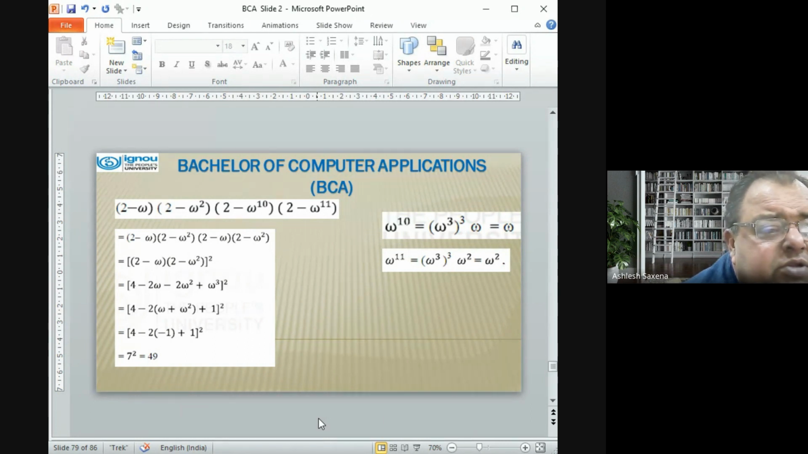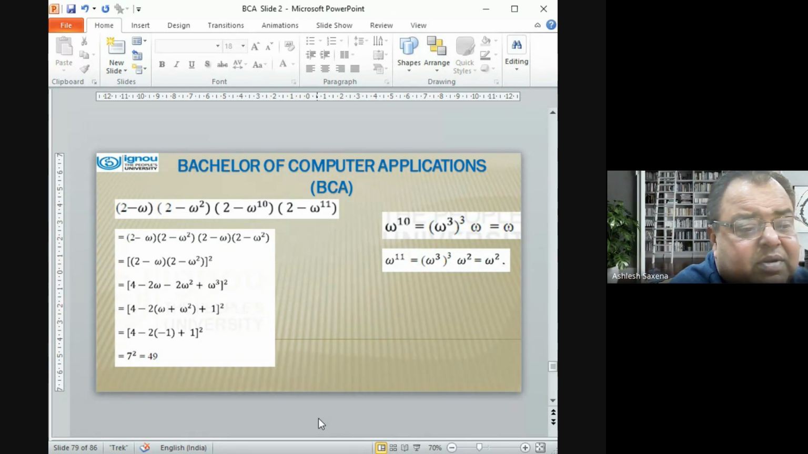Now your question reduces to (2 minus omega) into (2 minus omega square) into (2 minus omega) and into (2 minus omega square). You can see it is basically a square. So you can write it as ((2 minus omega) into (2 minus omega square)) whole squared. Now open the brackets and see what is happening. 2 into 2, 4. And 2 into minus 2 omega square, minus 2 omega, plus omega cube. Omega cube is 1.